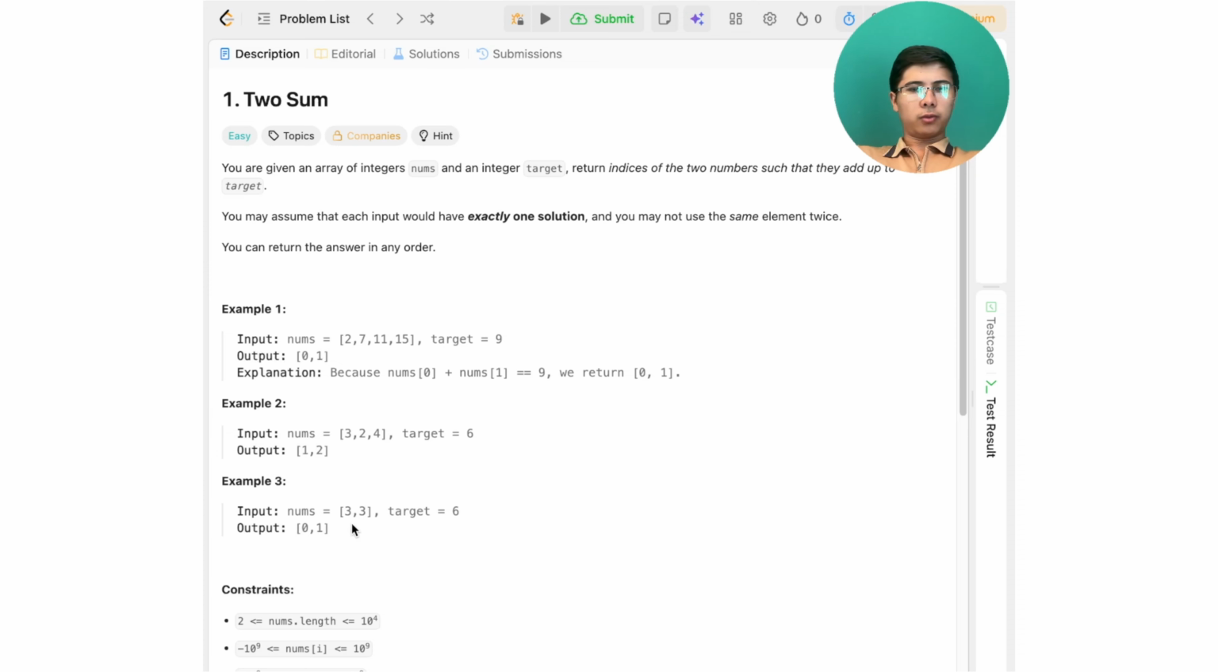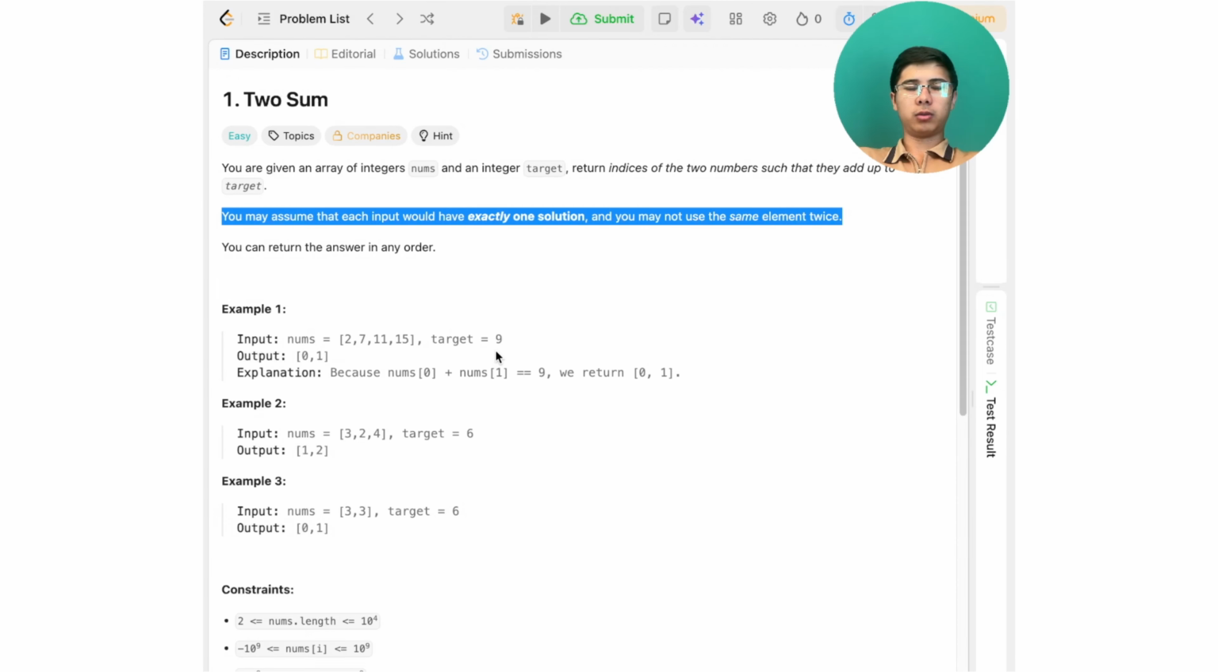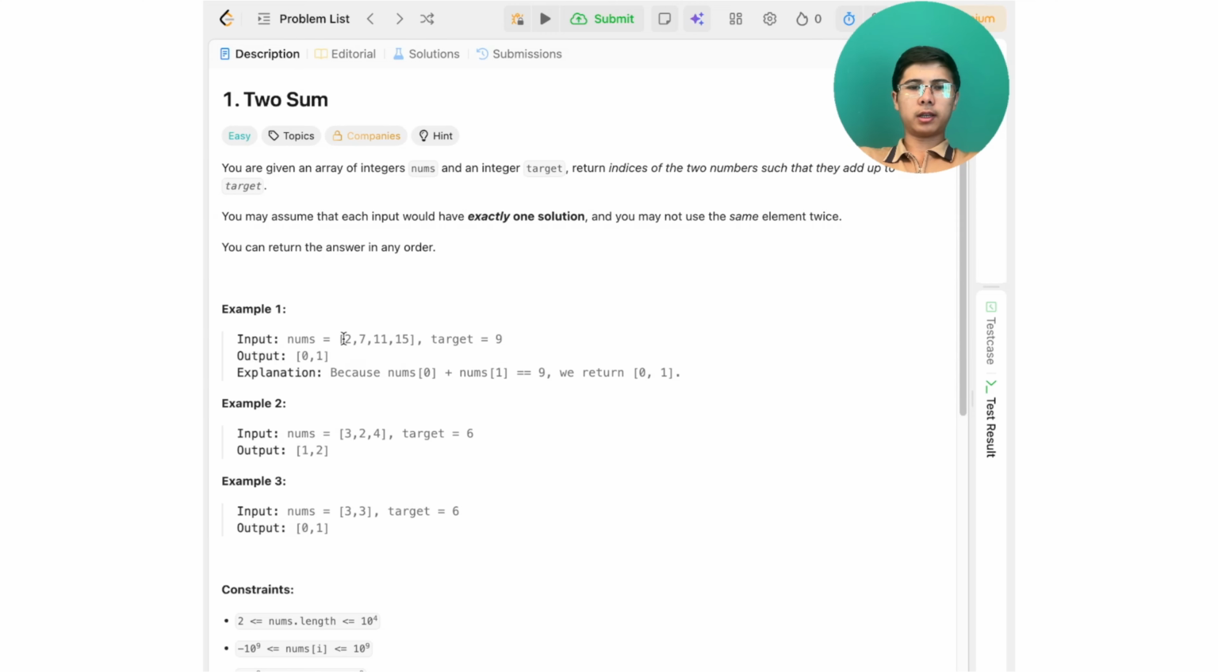If we couldn't find any numbers whose sum is equal to the target, we can just return false. You may assume that each input would have exactly one solution, and you may not use the same element twice. Yes, we don't have to. We can't use the same element with itself, or the same element again repeatedly.